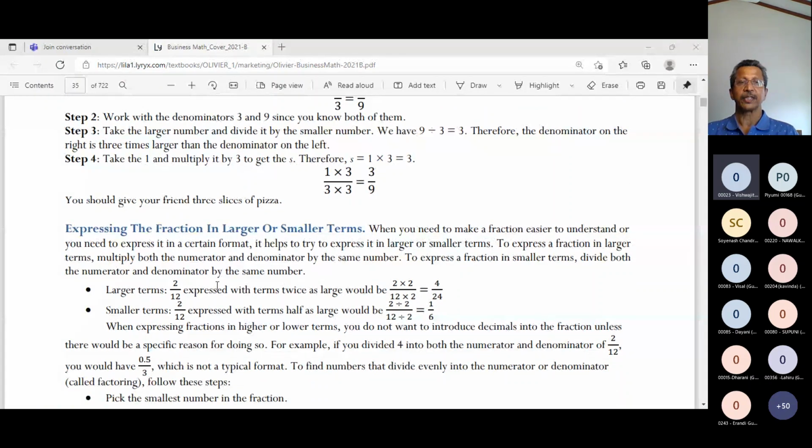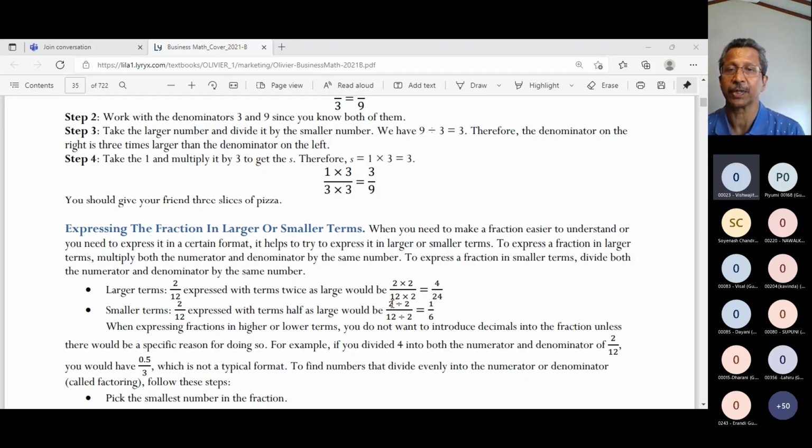So, expressing the fraction in larger or smaller terms. Right? When you need to make a fraction easier to understand, you need to express it in a certain format. So it helps to try to express it in larger or smaller terms. To express a fraction in larger terms, we have to multiply the numerator and denominator by the same amount, right?